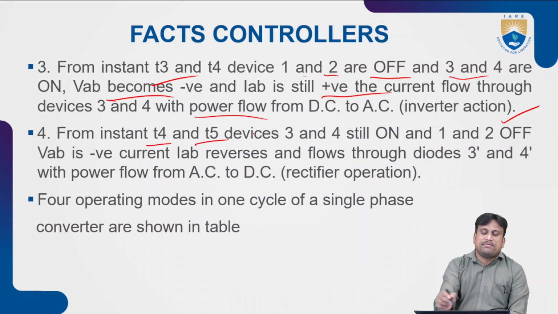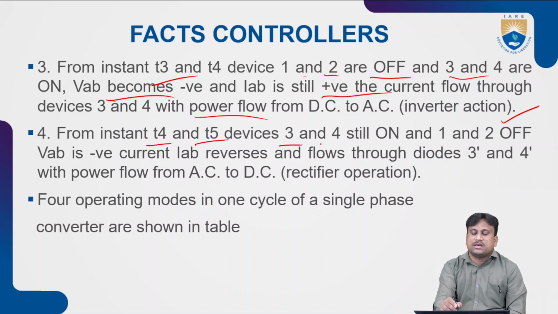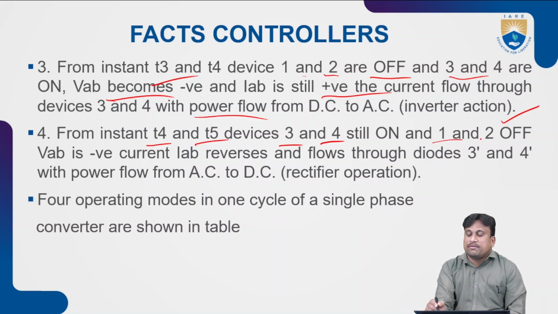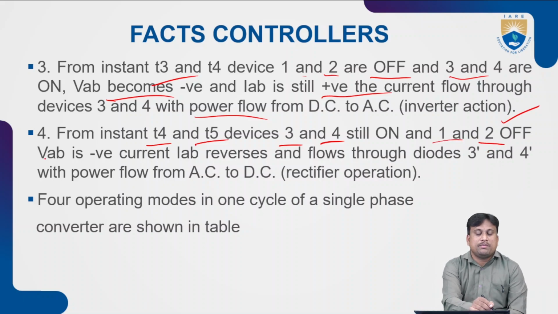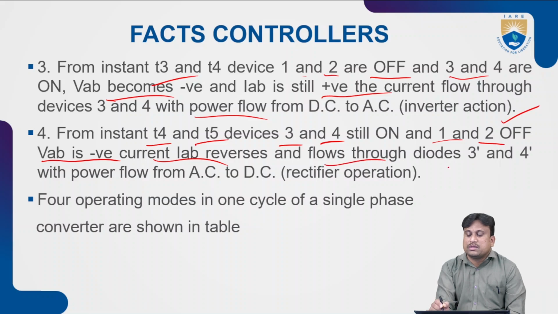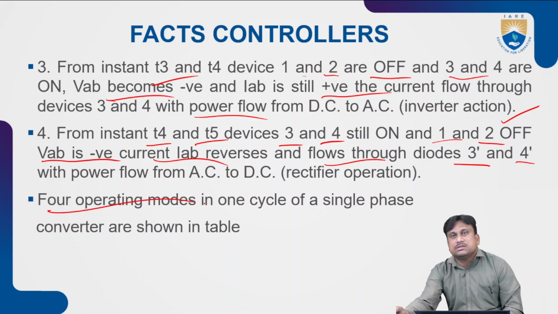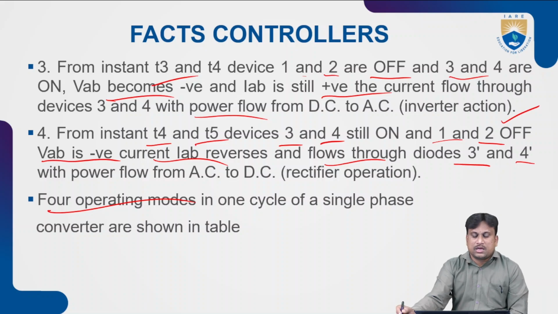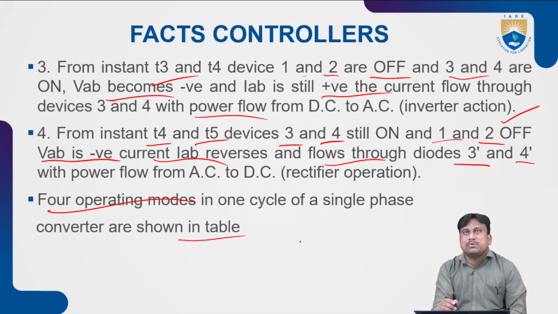From the instant T4 to T5, devices 3 and 4 are still in the on state, and 1 and 2 are off, so VAB is negative. The current IAB reverses and flows through the diode combination 3 dash and 4 dash. With these cases, the 4 operating modes make one cycle for the single phase converter. That is represented with a simple table, which we will see now.